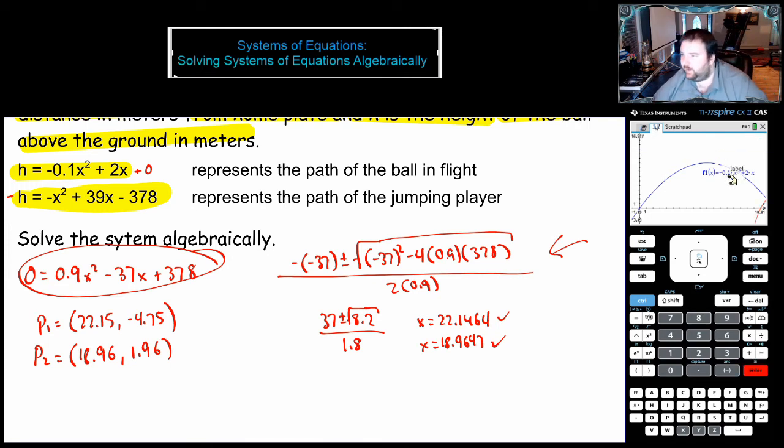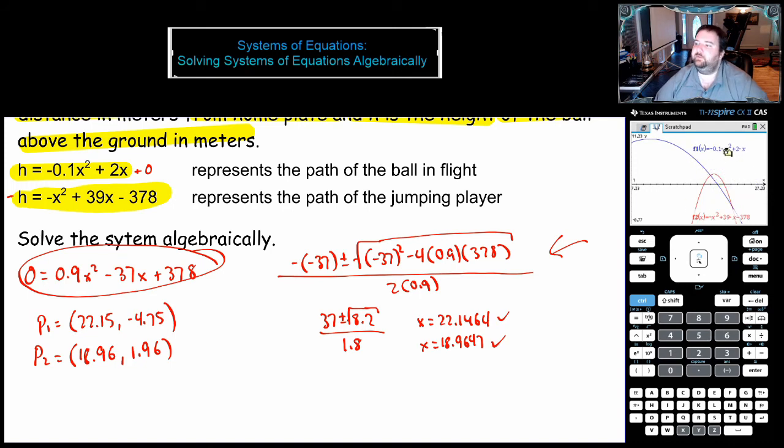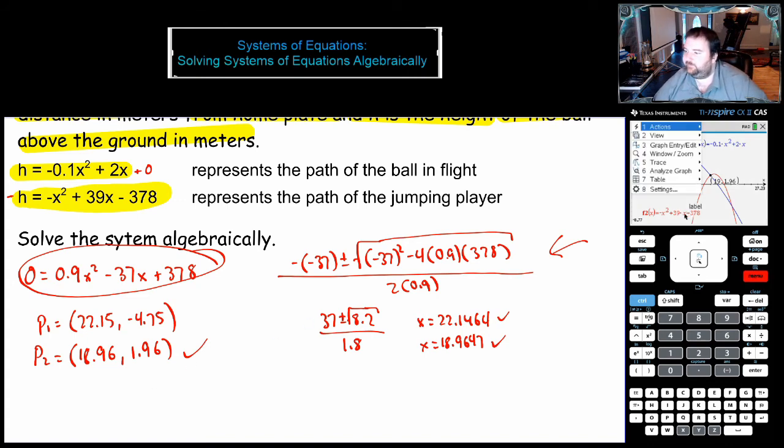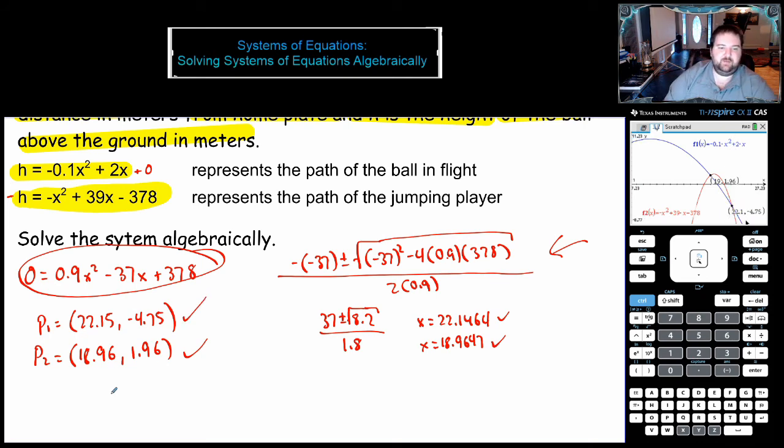And so, oh, I can see two points of intersection right there. All right, so I'm just going to move these away so that we can see our solutions. Menu, analyze graph, intersection. Let's find this one, 19 and 1.96. So that's this one, so that's verified. And let's verify our next one: analyze, intersection, and 22.1 and negative 4.75. And there we go. So those are correct.